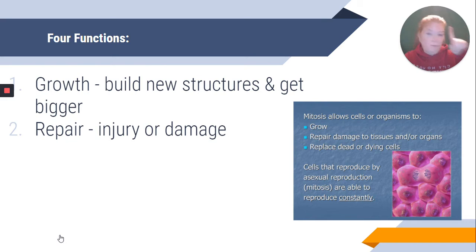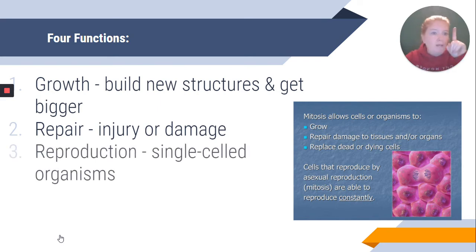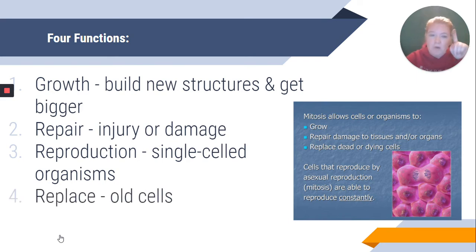3 Rs, 1G, growth, 3 Rs. First R, repair. When we have injury or damage, we need mitosis to be able to repair those cells. Then reproduce, or reproduction. Especially in single-celled organisms, mitosis is simply the way they divide. The G is growth, then repair, reproduce, and replace. So we have old cells that simply need to be replaced. So mitosis is that process.